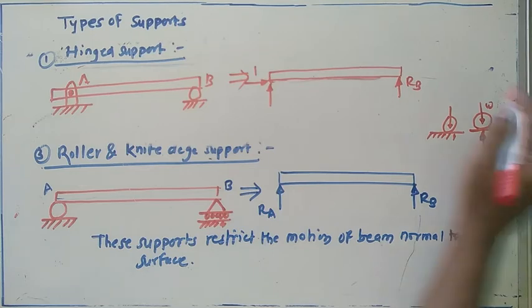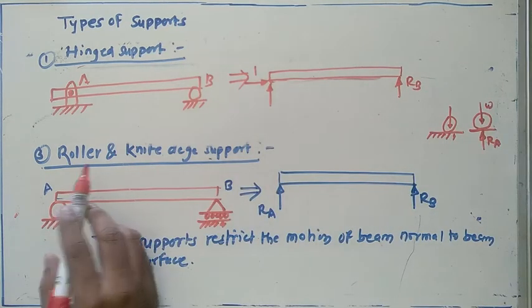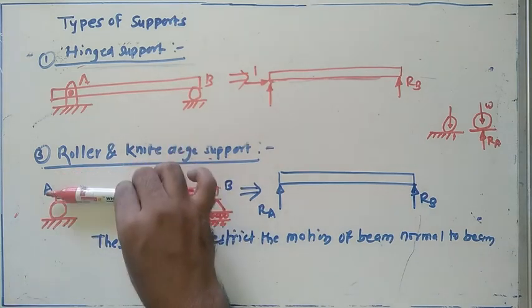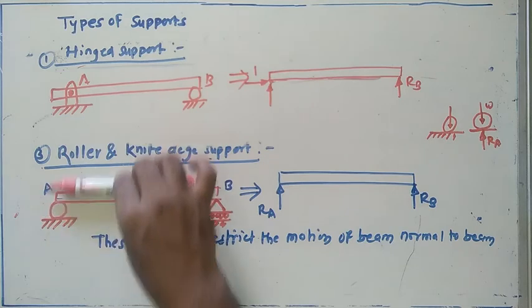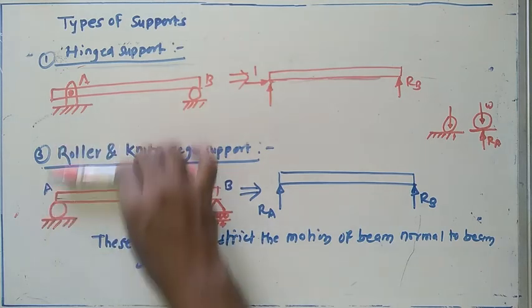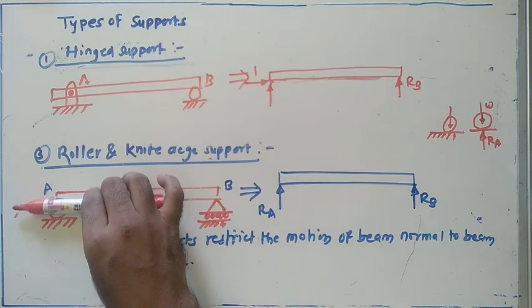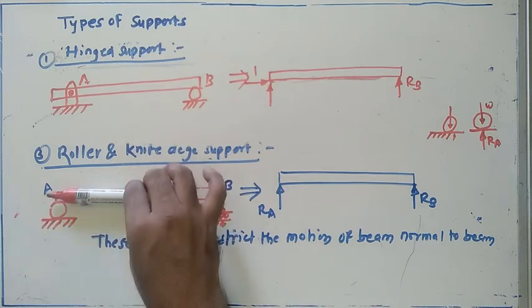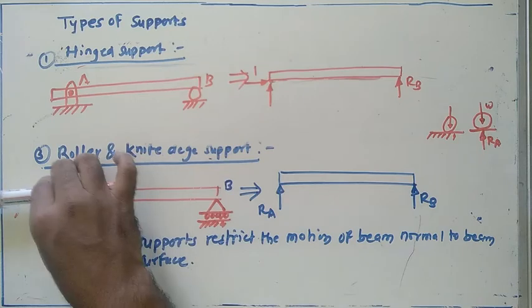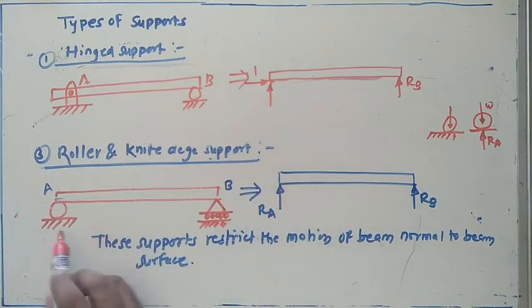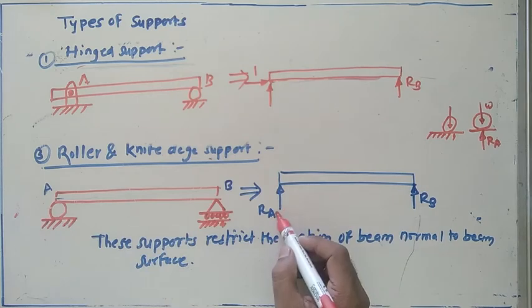Now the next case we discussed is nothing but the roller support and knife support. Here in this case also the motion of this beam is restricted in the upward and downward directions because the support is given by that roller. A roller actually allows the motion of this beam towards the left side and towards the right side. Hence only the reaction from the bottom of this one will come. That's why here the RA reaction is shown.